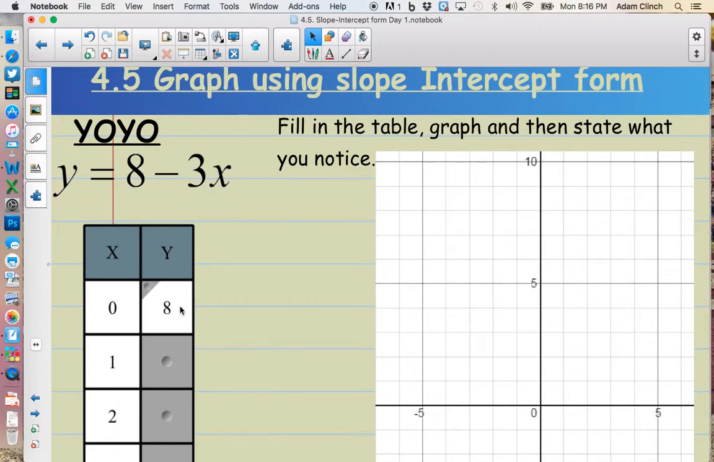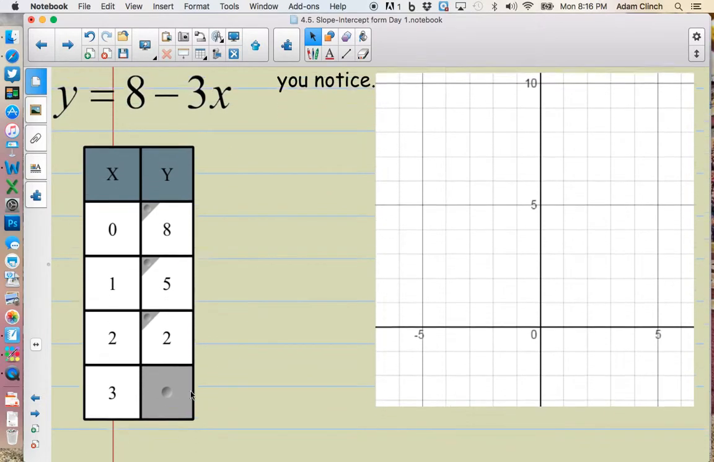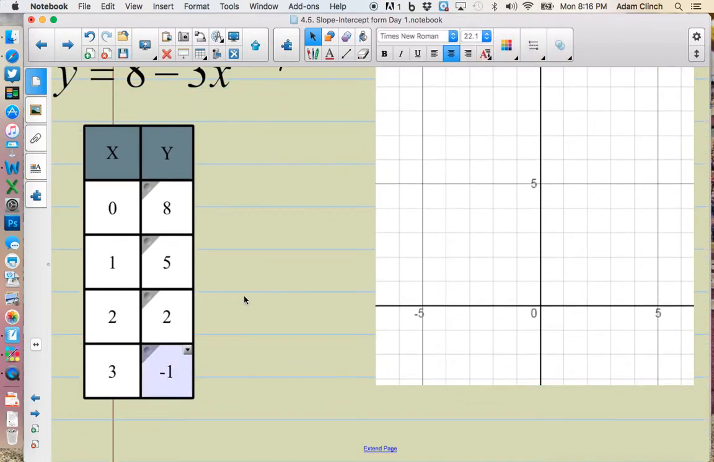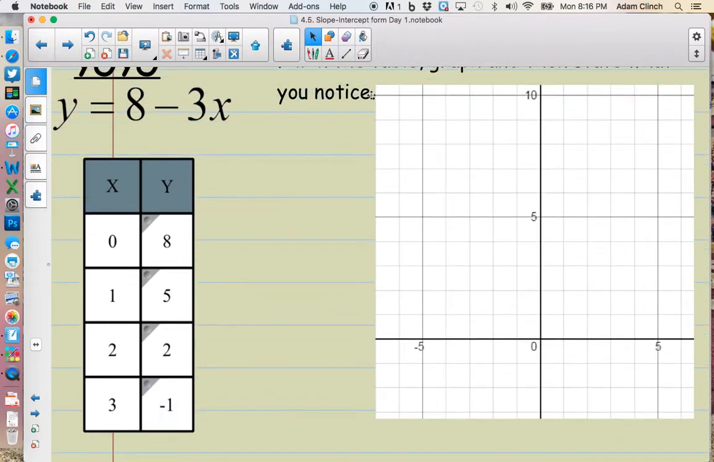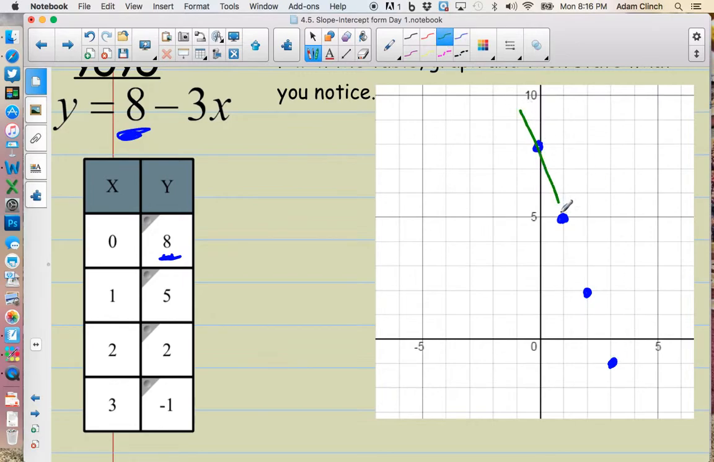Okay, welcome back. Let's start. When I fill in my table, it should end up looking something like this. And what do I notice? Where does y start? Y starts at 8. That's my y-intercept. That's this point right here. So when I graph, it looks like 8. And then my next one's 1 comma 5, and then 2 comma 2, and then 3 comma negative 1. Draw in my line, something like so.